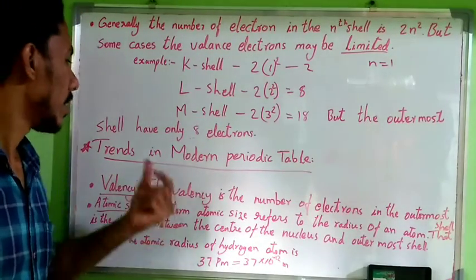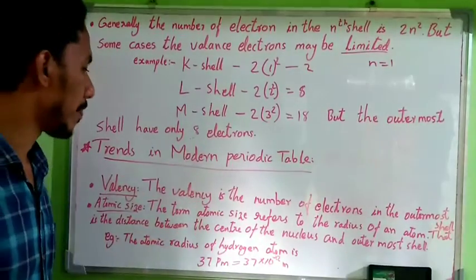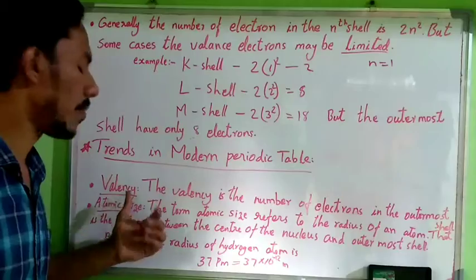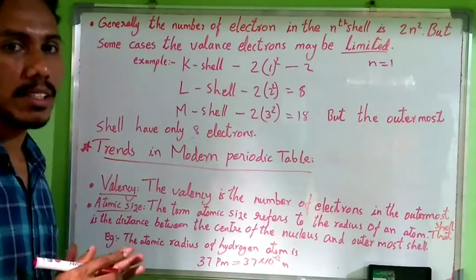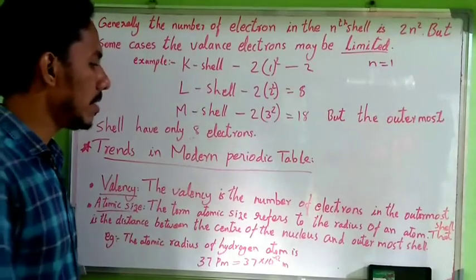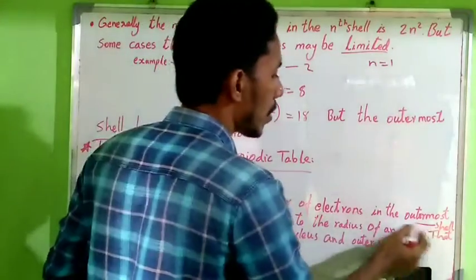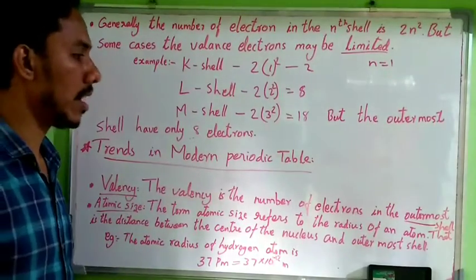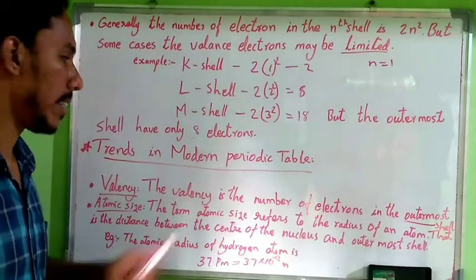Okay, then trends in the modern periodic table. What are the trends of valency? How is the valency changing in a periodic table? Valency is the number of electrons in the outermost shell. We can say it that way.